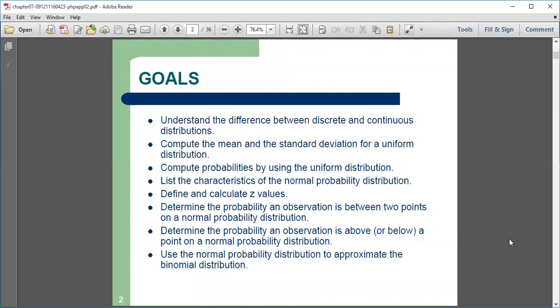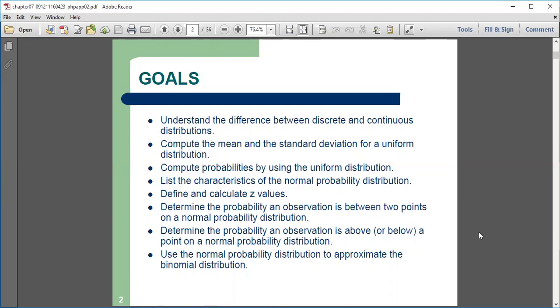So we will understand the differentiation between discrete and continuous distributions. Then we will compute the mean and standard deviation for the uniform distribution and compute probabilities by using the uniform distribution. Then we will list the characteristics of the normal probability distribution. As we have seen in the previous chapter, for each form of probability we used for a discrete random variable, there were certain characteristics or specific criteria for the application of a particular distribution.